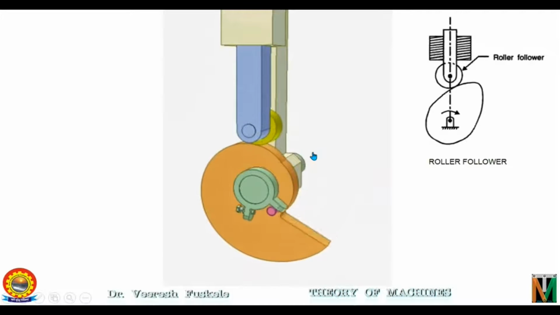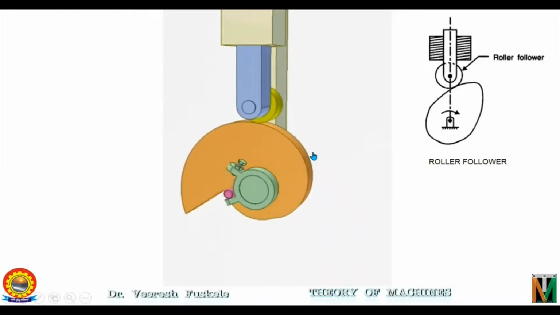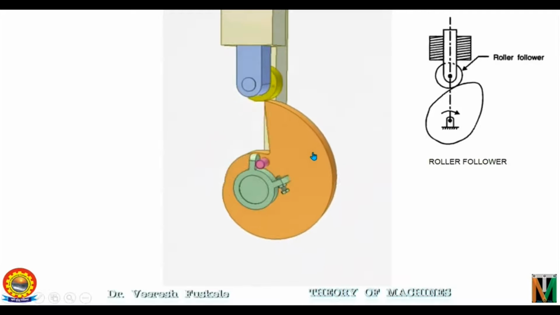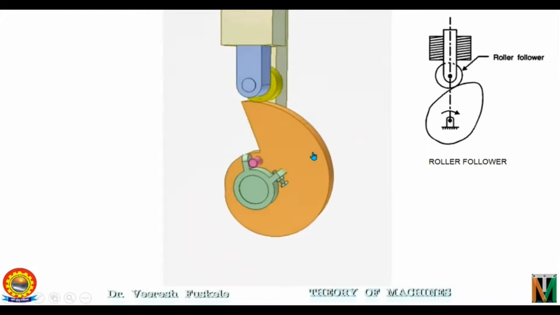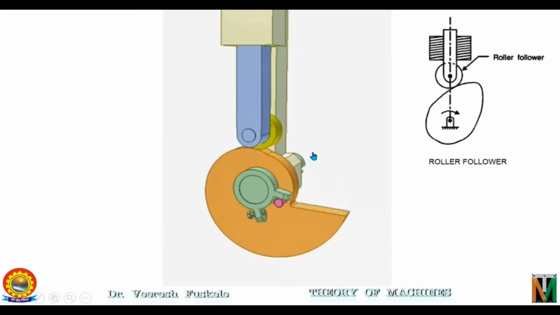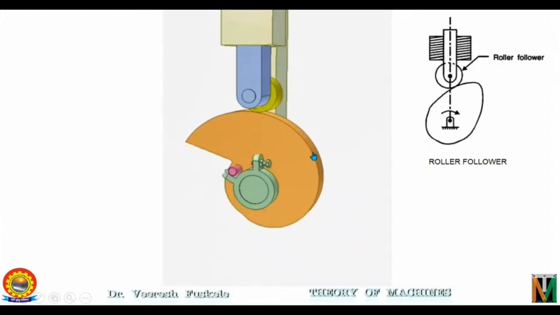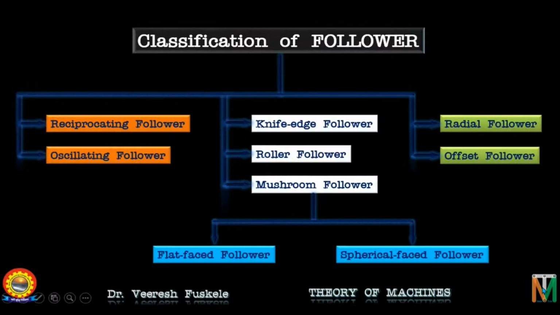At low speeds, the follower has a pure rolling action, but at high speeds, some sliding also occurs. In the case of steep rise, a roller follower jams the cam and therefore is not preferred. Next we have mushroom follower, which is again classified as flat faced follower and spherical faced follower. So let's see the flat faced follower.